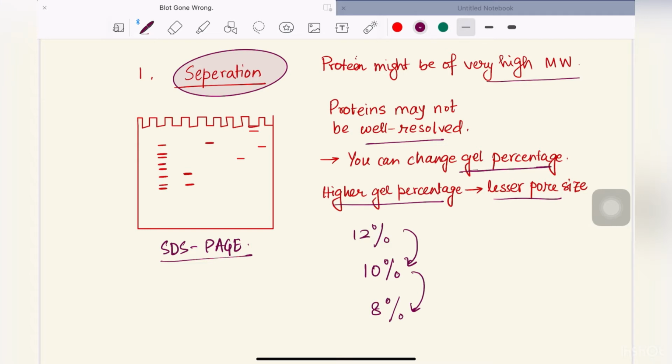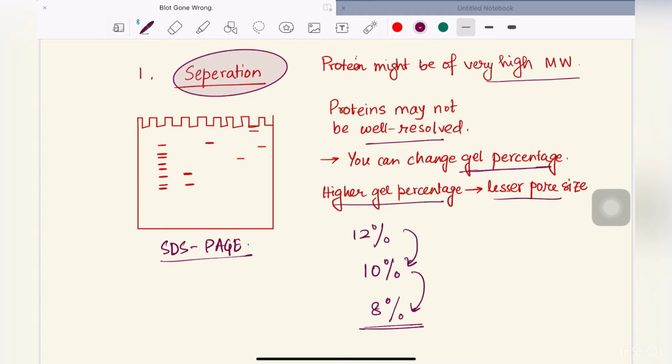So if your protein is of very high molecular weight, for example, 200 kilodalton, 250 kilodalton or so, then you might have to reduce your gel percentage. That is, you can use 8% gels so that your pore size is higher and the proteins can be well resolved. This is very important because if your proteins are not well resolved, they will obviously not give proper bands on the blot as well.